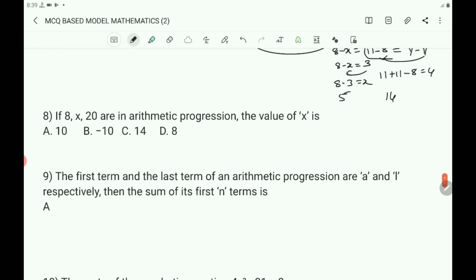Next question. Here question number 8. 8, x, 20 are in arithmetic progression. The value of x is. The value of x is.